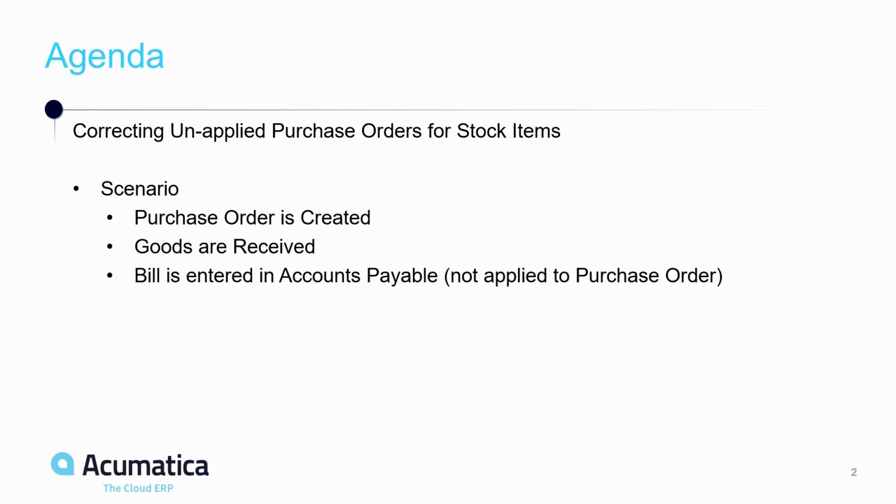The other problem we have is the general ledger posting. What's happened is the receipt of goods debited the inventory account and credited the accrual account, and then your bill most likely debited the inventory account again. So now you have a double posting to the inventory account and no posting to the accrual account. So we have a couple of different ways to solve this problem that I'm going to walk you through.